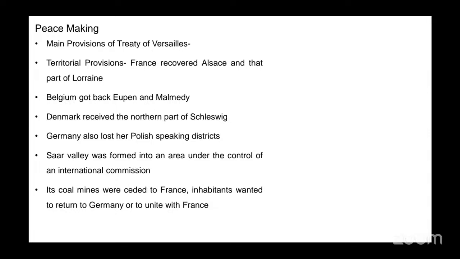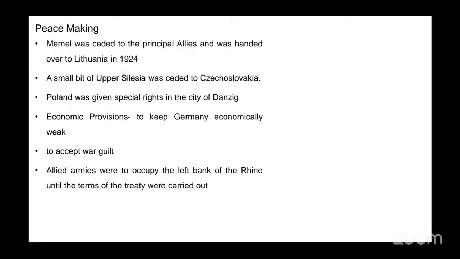If you can understand these provisions over territory, economic or political prospects, then you can understand why the countries are bordered and maintain their relationships as they do in the current world. So next one is economic provisions.